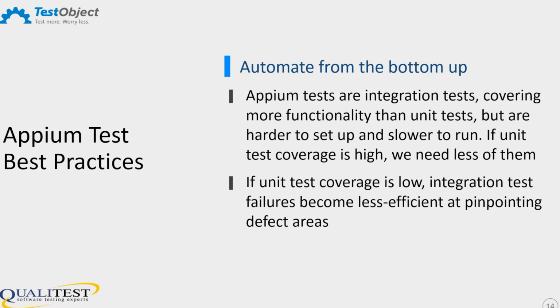The test pyramid, as it tends to be referred to, shows that at the bottom we need a high level of unit test coverage. Then we don't need as many of these Appium integration tests, which are a little bit slower to work with, on top of that. There's also the fact that the lower your unit test coverage is, the harder it is for your integration tests to tell you what's actually going wrong with your system.